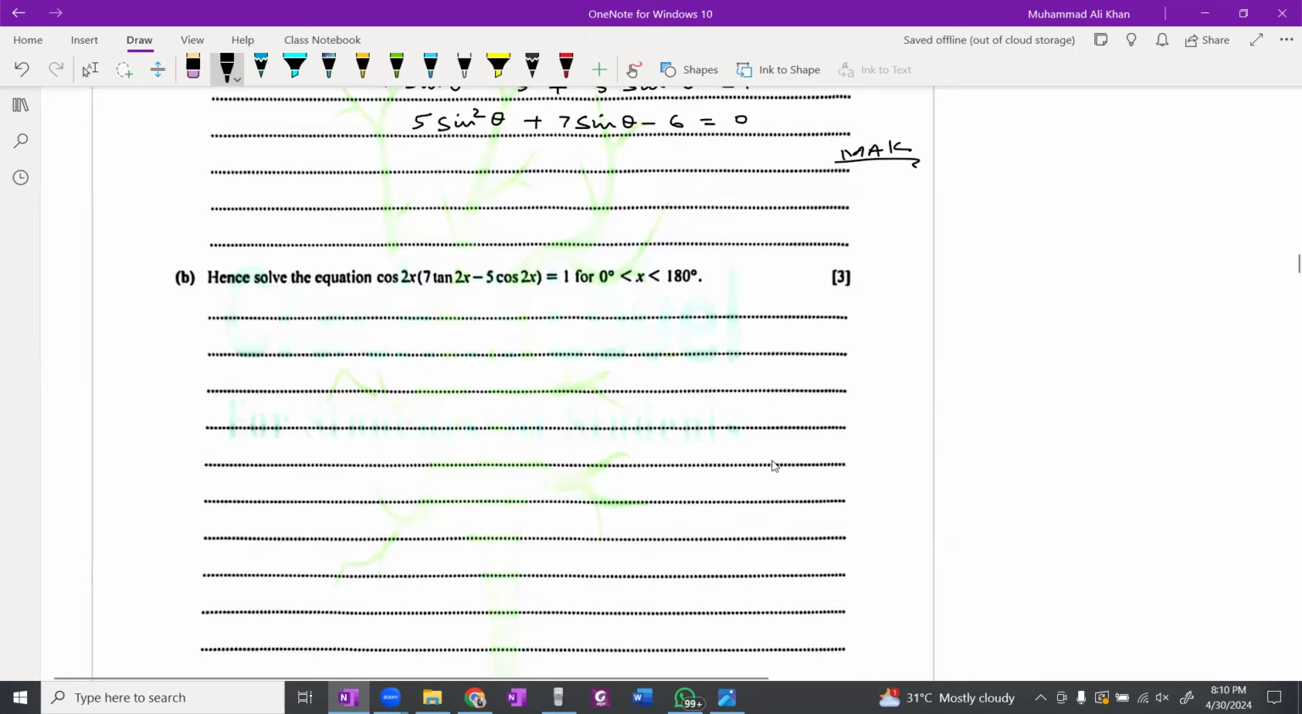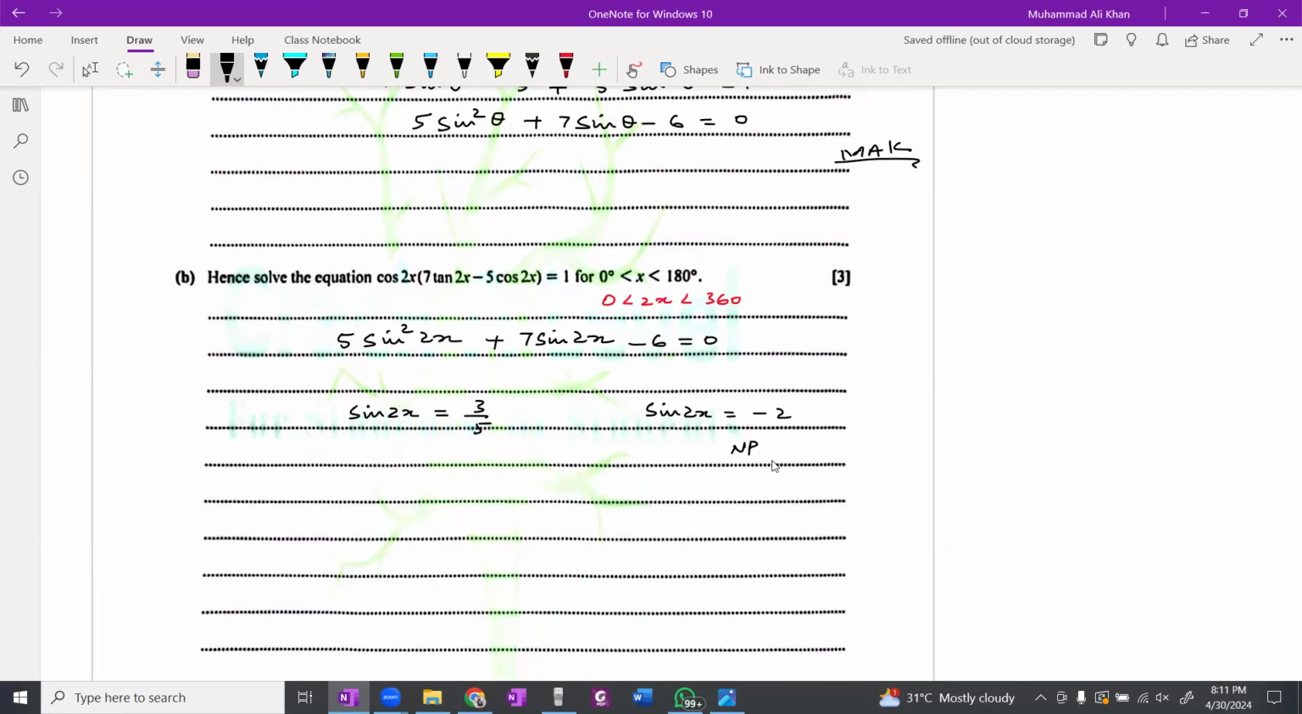And after that, we have to solve the equation. The first part and the second part are both the same except the value of theta. Here, the value of theta is 2x. So just write 5 sine squared 2x plus 7 sine 2x minus 6 equals 0. And according to the question, our range will be 0 to 360 for 2x. We have to go up to 360. Now, by using calculators, the two values of sine: the first, sine 2x is 3 upon 5, and the second, sine 2x is minus 2, which is not possible.